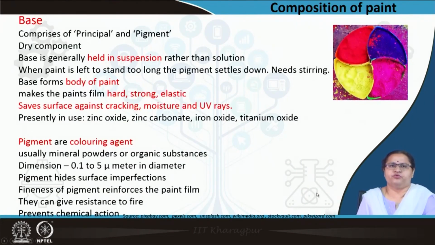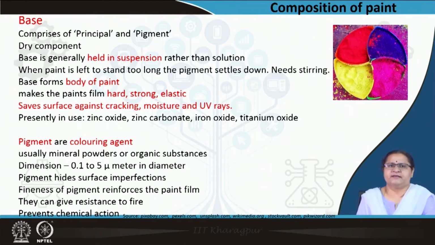Now, what is this base comprised of? Base is comprised of principle and the pigment. Principle is the component which is in all the paints of the same or similar nature, but the pigment is the coloring agent added to it.